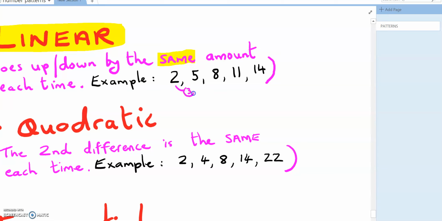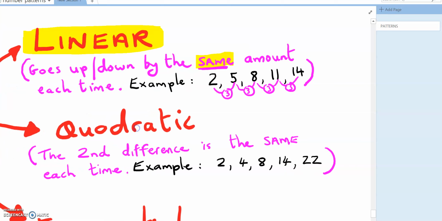So I just take a look at that and I get the first difference. What's the difference between 2 and 5? 3. What's the difference between 5 and 8? 3. What's the difference between 8 and 11? 3. What's the difference between 11 and 14? 3. So that's an example of a linear, because the first differences are all the same. Then you know it's a linear sequence, alright?